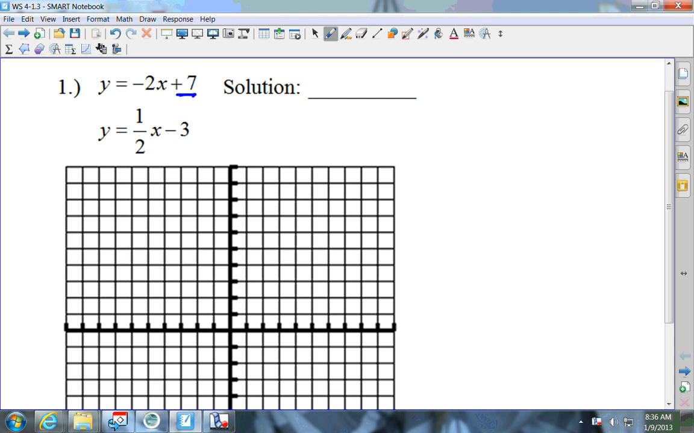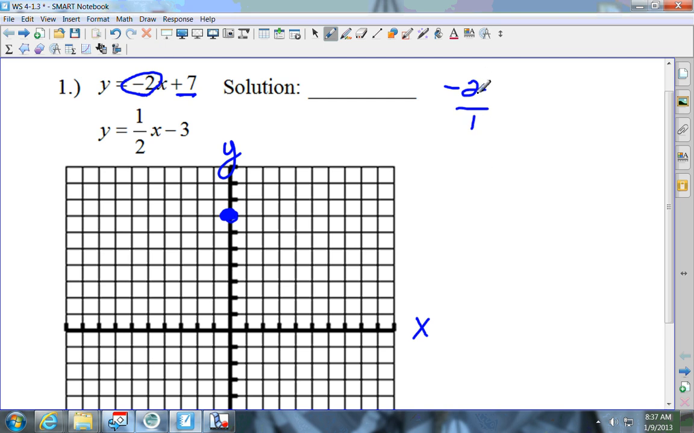I'm going to plot the y-intercept at +7. The y-axis is vertical, goes up and down. X is horizontal. I'm going to go up 1, 2, 3, 4, 5, 6, 7. Put a dot. Once I plot the y-intercept, then I do the slope. The number in front of the x is a slope. That's -2. Since it's a whole number, I put it over 1.